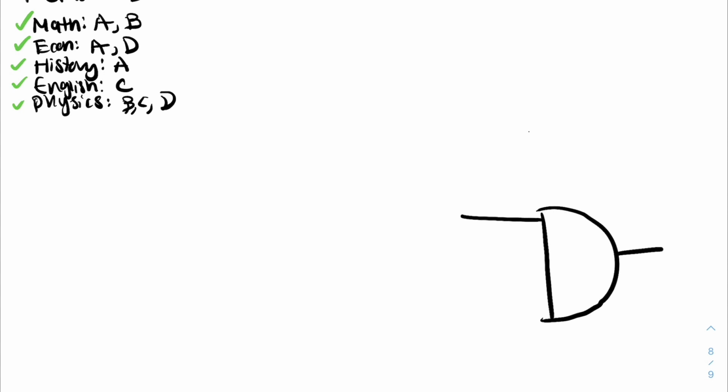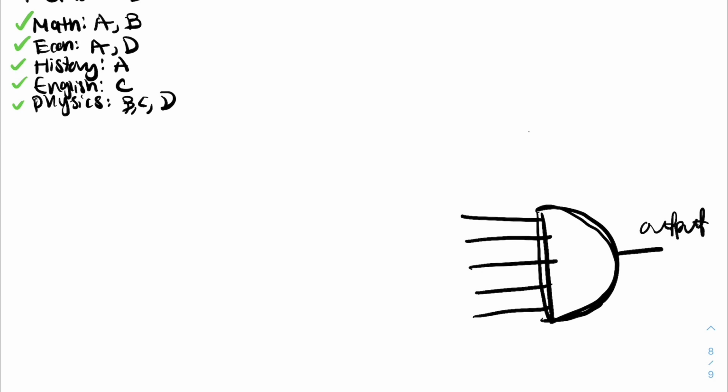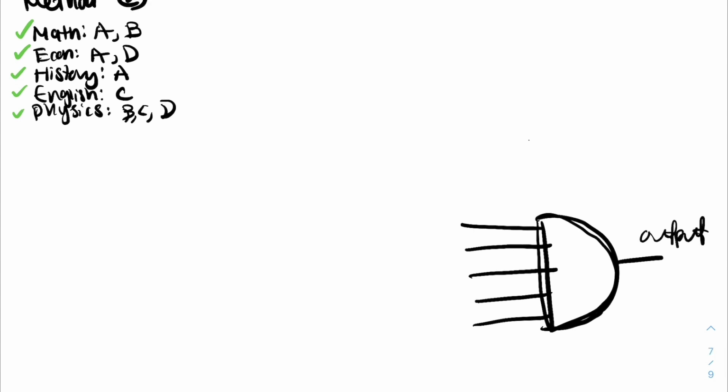So let's work through this problem backwards. I have 5 conditions that all need to be satisfied for the output to be true. Those 5 conditions are proficiency in the 5 subjects that we listed here. And from the beginning, we also know that we have 4 input wires, each of which represents a student. So our task is, how can we convert the information of the 4 input wires into the 5 input wires into the AND gate here?